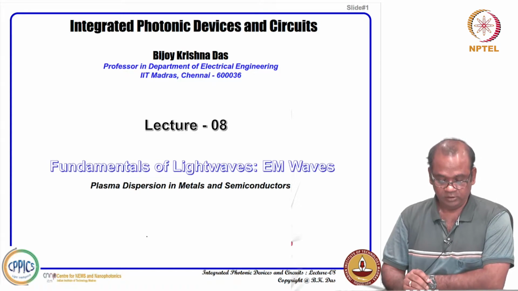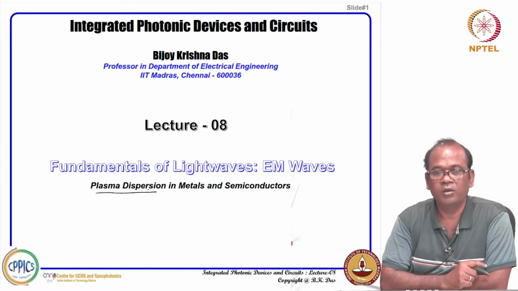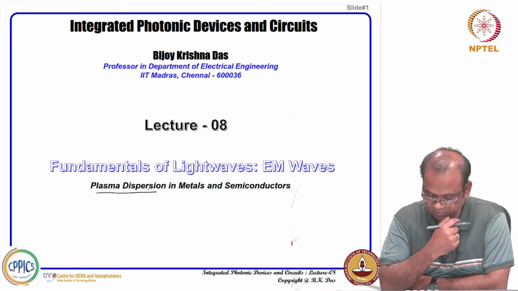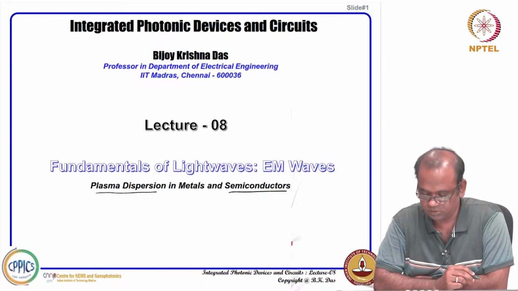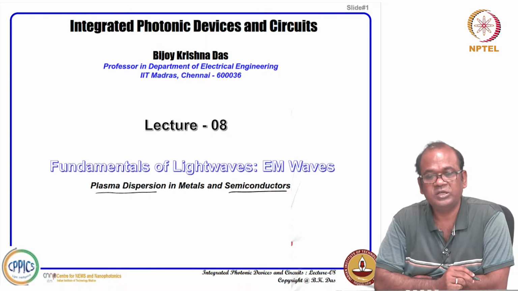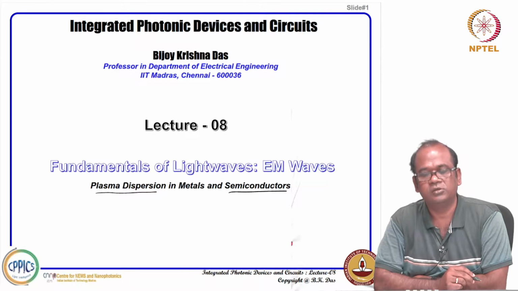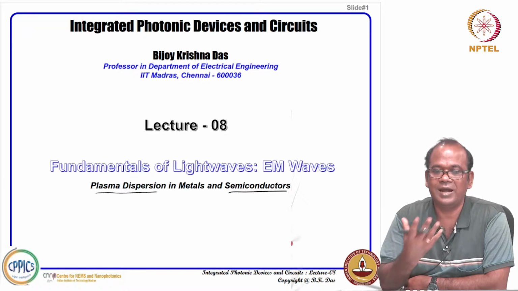Hello everyone. Today I am going to discuss plasma dispersion. This plasma dispersion effect in metals, particularly in semiconductors, is very important. We use plasma dispersion in silicon waveguides for designing high speed modulators. So, we need to understand what plasma dispersion is.